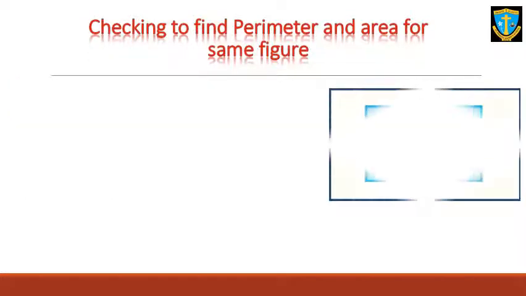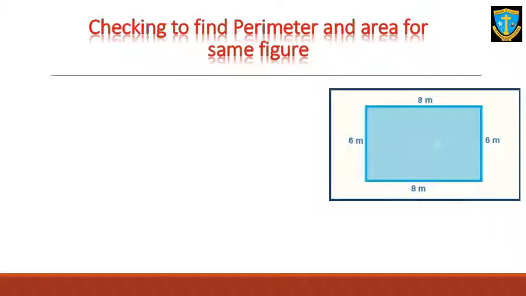Let's take a figure where we have to find the perimeter and the area of this same figure. Here look at the lengths which are given. Is it a square or a rectangle? Definitely a rectangle, because the opposite sides are equal. In case of a square, all the sides would have been the same, but here the opposite sides are equal. So the length is 8 meters and the breadth is 6 meters.